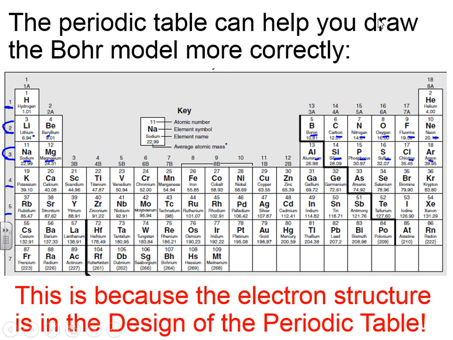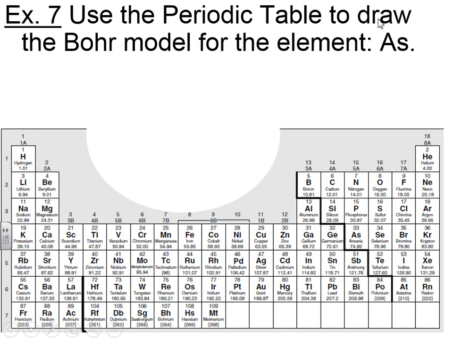Here it says, use the periodic table to draw the Bohr model for the element arsenic. The element arsenic is element number 33. It's all the way down here in the periodic table. So what we'll be doing is we'll follow the rules of the energy levels.